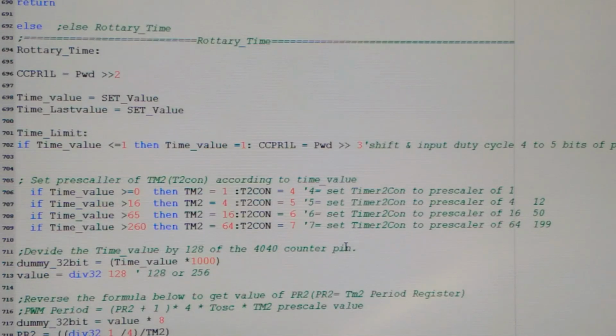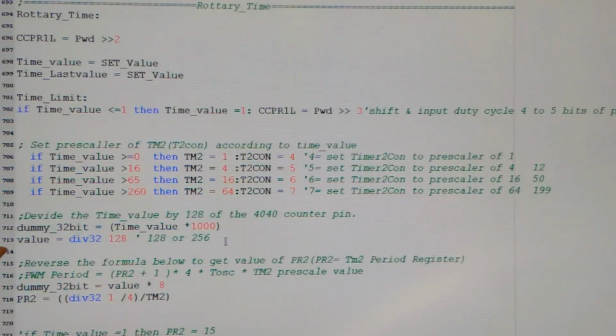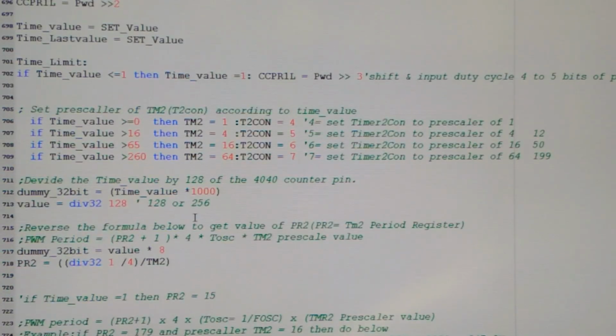And again, to work out the formula, divide the time value by the Q8 output of the 4040 counter pin. It's sort of done backwards, and that's how I had to do it, okay? I had to work that out.